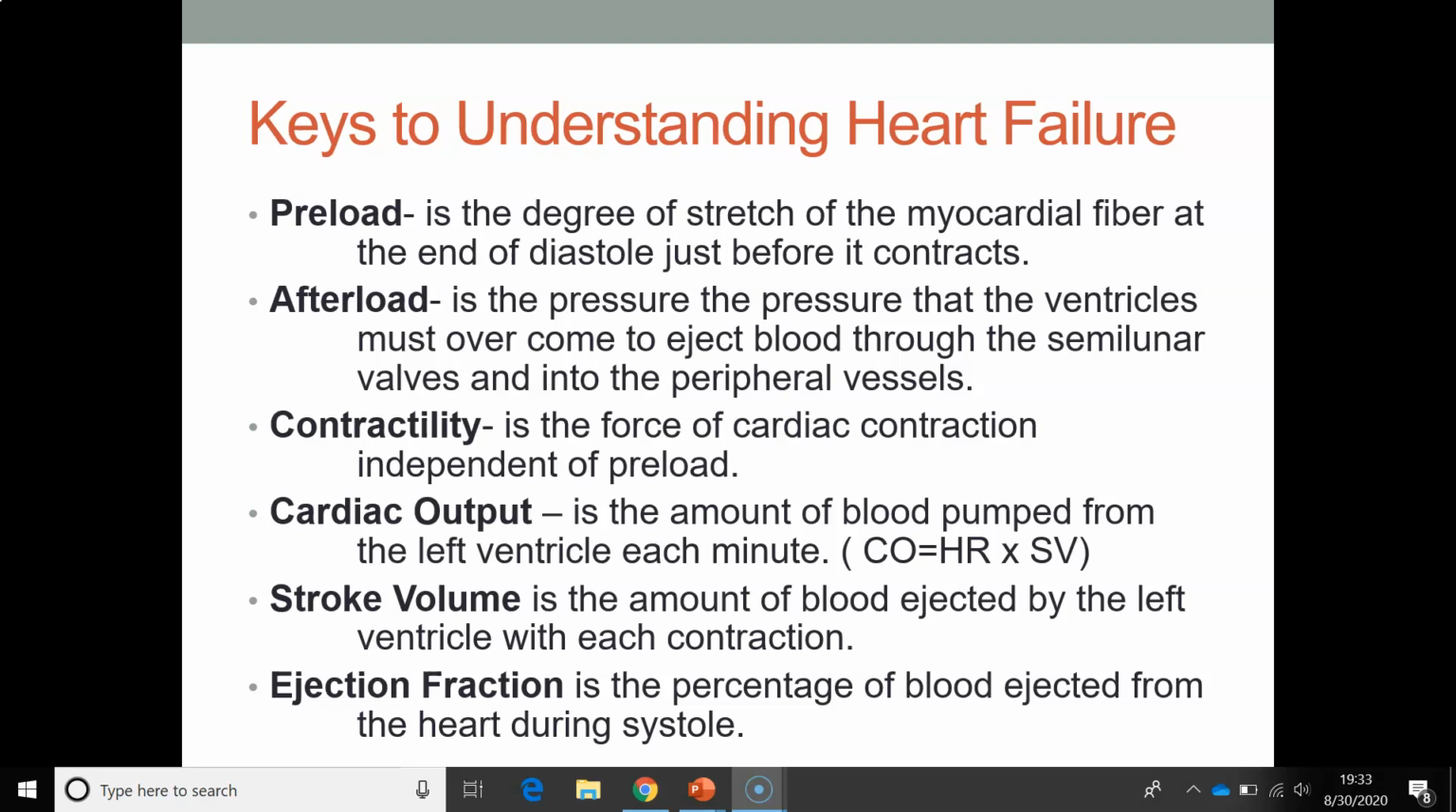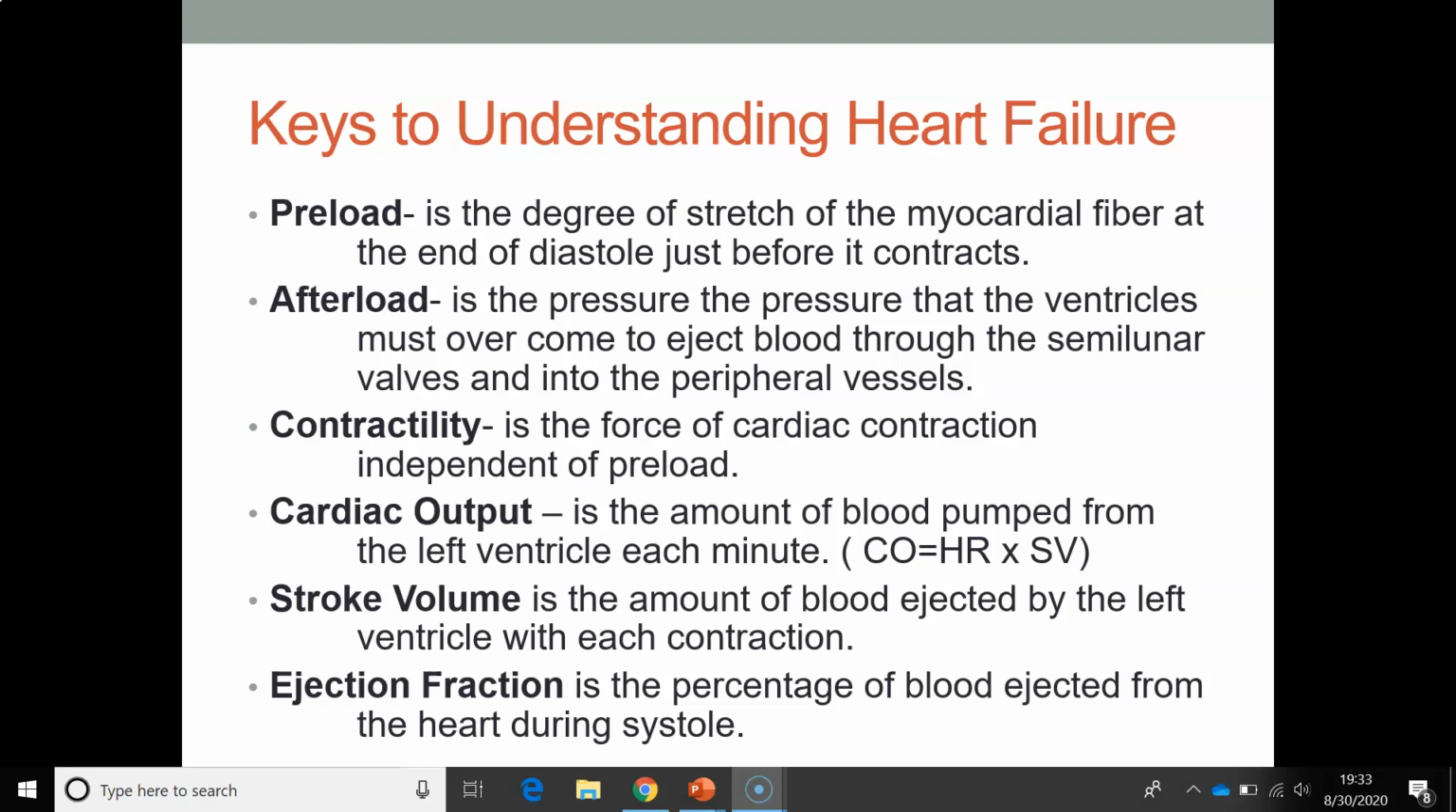hypoxia. So let's just take 2 seconds and think about our heart failure patient. We know that they're going to be on positive inotropic drugs, but they're also going to have times of hypoxia. So therefore, it would decrease their contractility. Cardiac output is the amount of blood that is pumped from the left ventricle each minute. So it's heart rate times stroke volume. And remember, stroke volume is the amount of blood ejected by the left ventricle with each contraction.